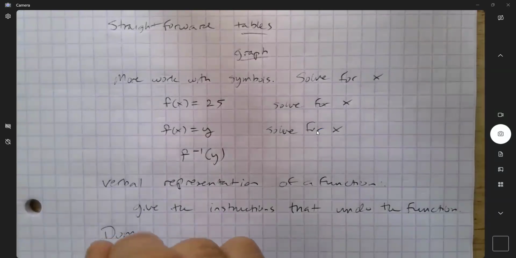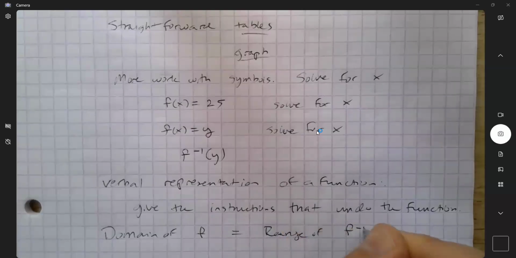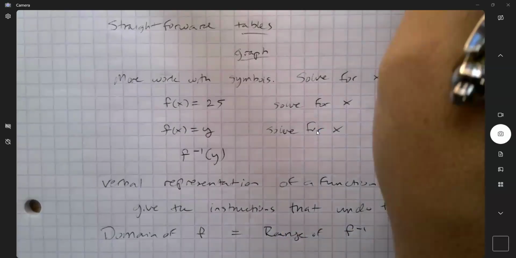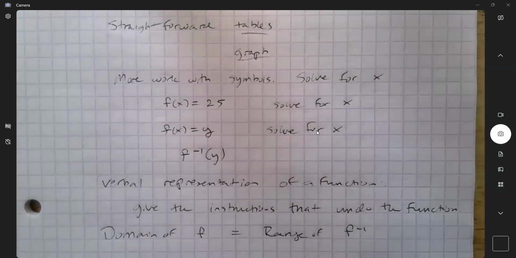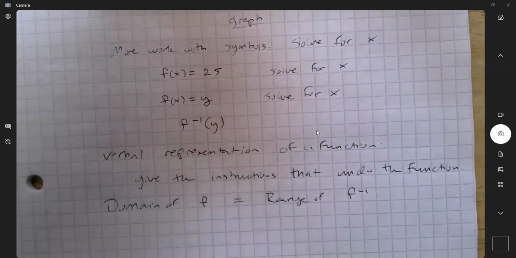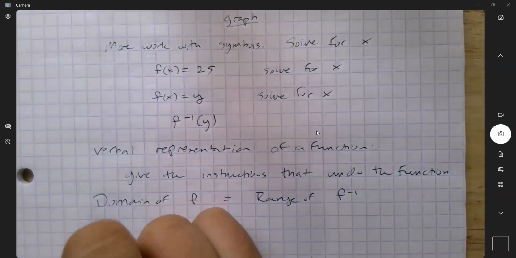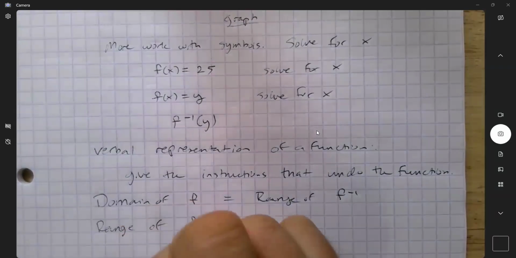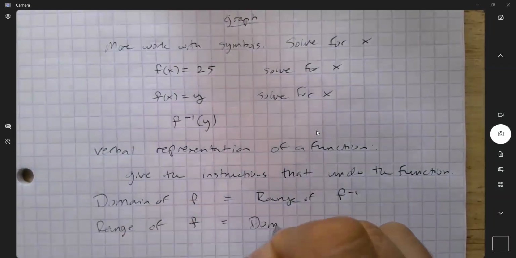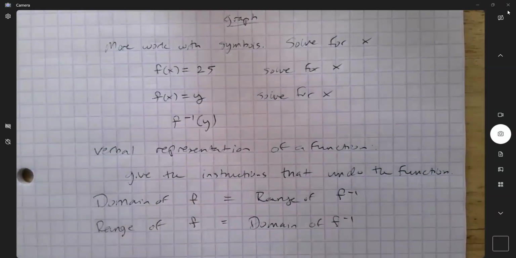And finally, the domain of my function is equal to the range of the inverse function, and vice versa. The range of my function is the domain of the inverse function.